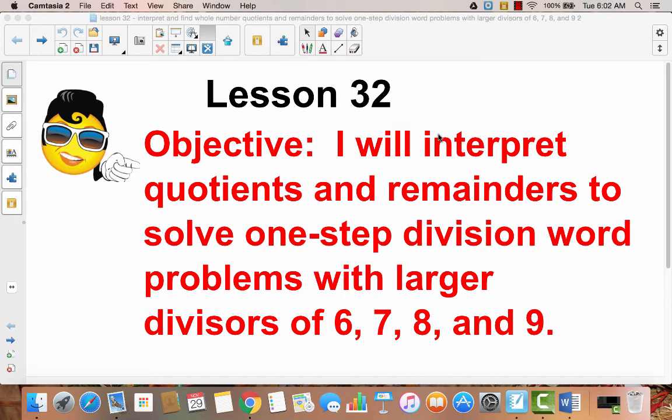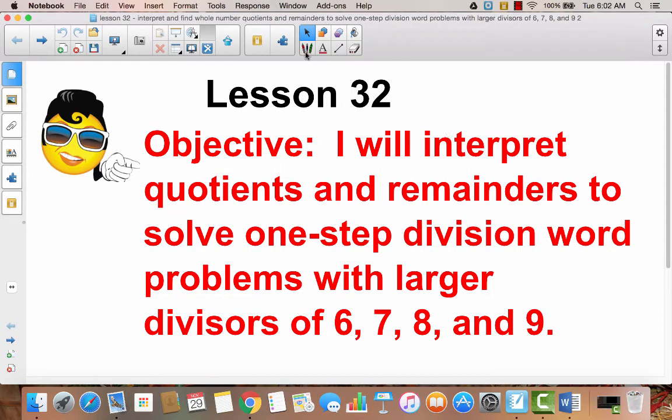Lesson 32, I will interpret quotients and remainders to solve one-step division word problems with larger divisors of 6, 7, 8, and 9. So basically what this learning target means is that we're going to be solving some one-step division problems, but this time we're going to be dividing by numbers that are a little bit bigger, like 6, 7, 8, and 9. So be prepared because we're going to be using the RDWW process in all of these problems.